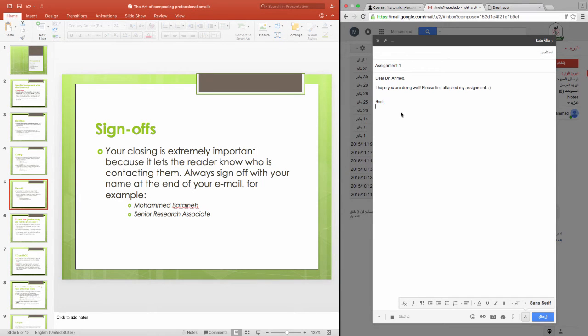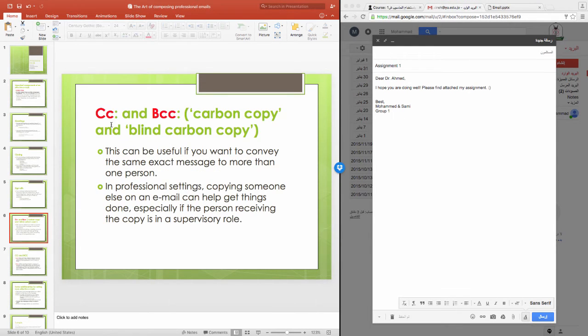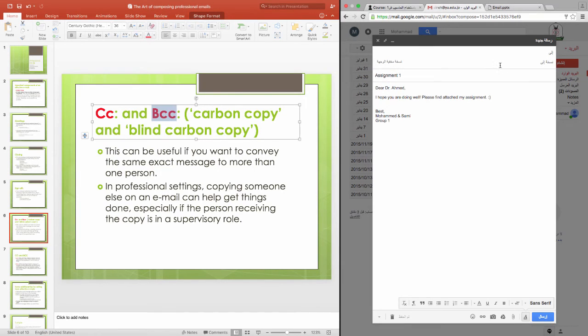The sign off, just you type your name or the names of the people who send this email, or even the group. You can just go ahead and include the group number if you're working in a group. We have something also called the CC and BCC, which are 2 functions that your email service would provide. The first one is the CC, which is the carbon copy. It sends another copy to another recipient. For example, you can send it to this person.